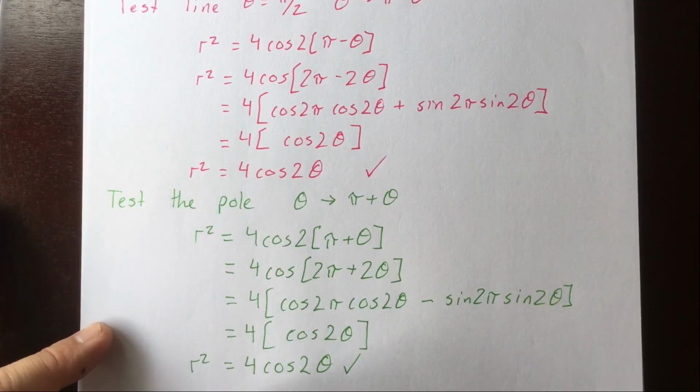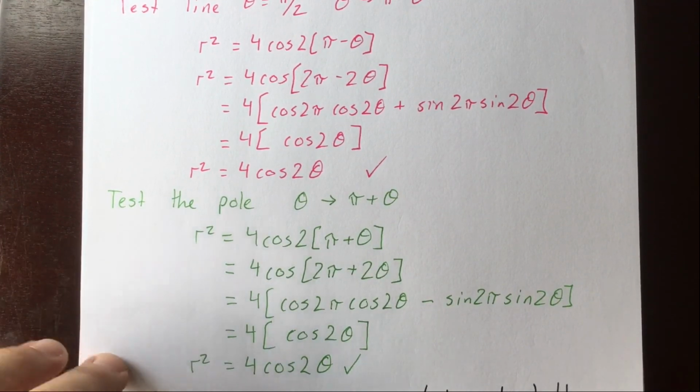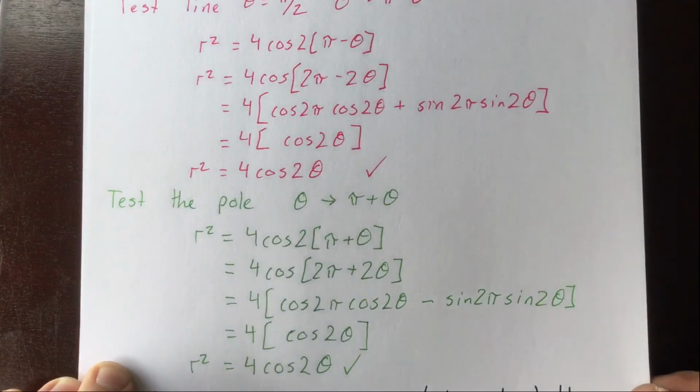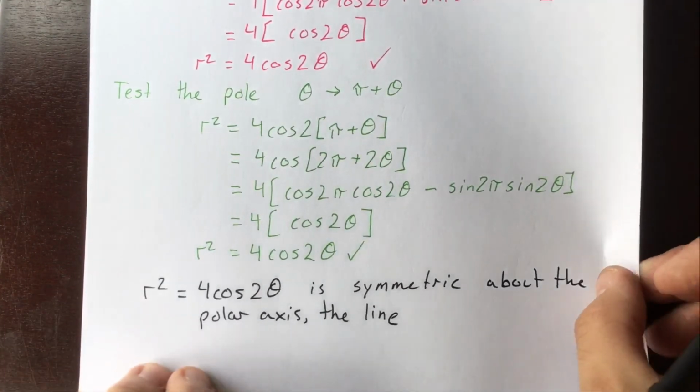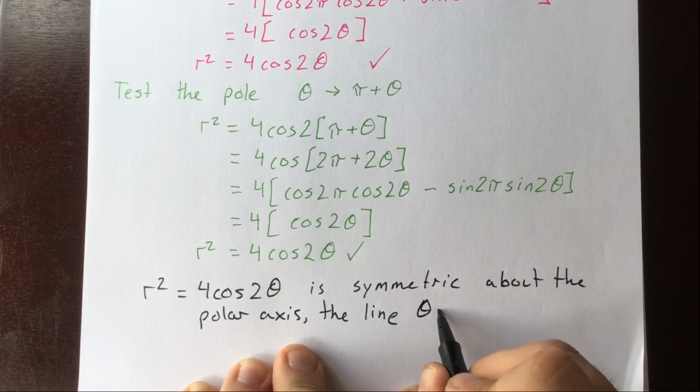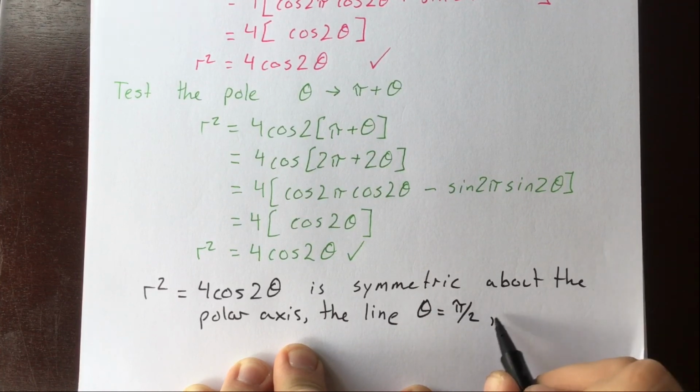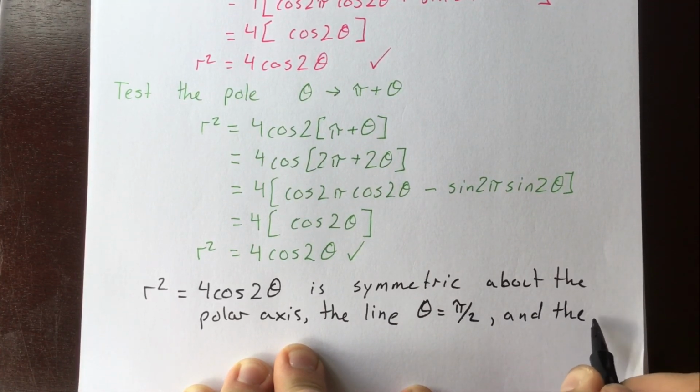So this equation, r squared equals 4 cosine of 2 theta, is symmetric about the polar axis, the line theta equals pi over 2, and the pole. It helps if you can see what I'm writing, guys. My apologies. There we go.